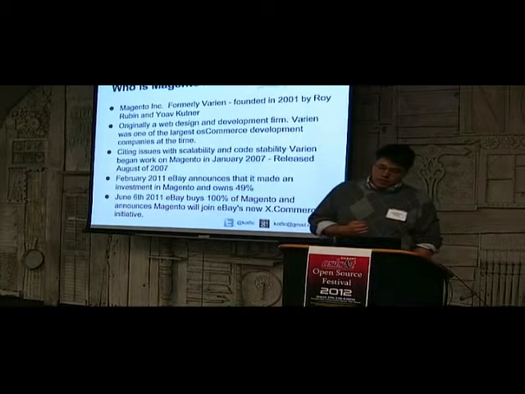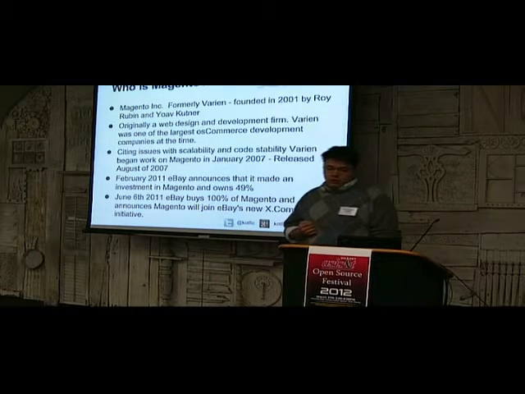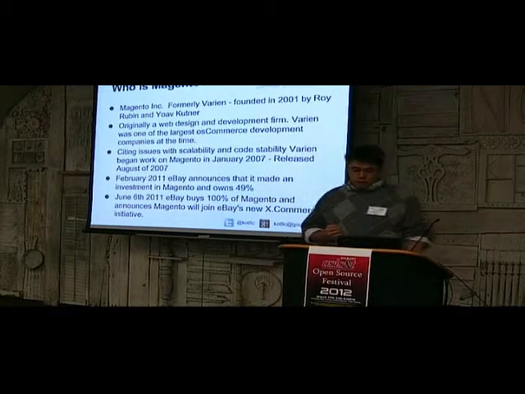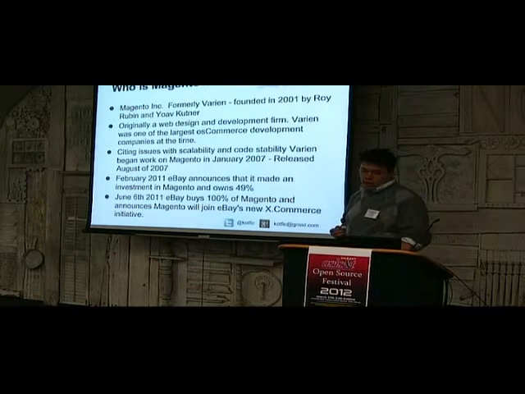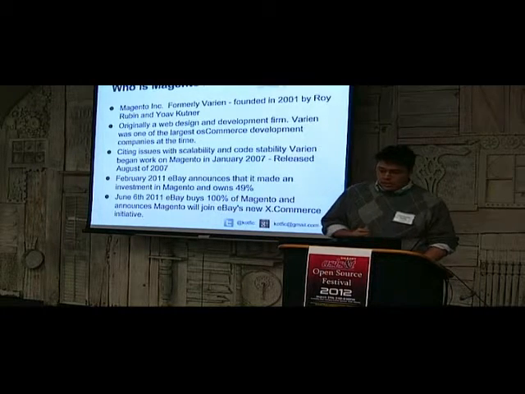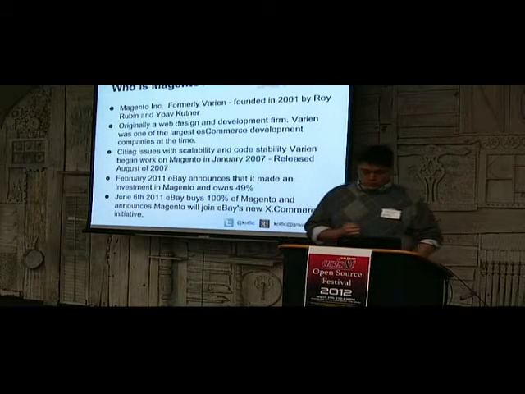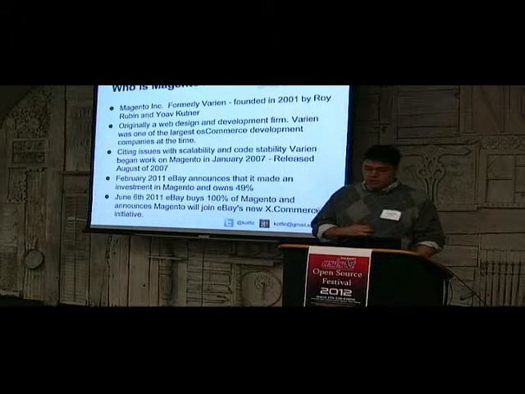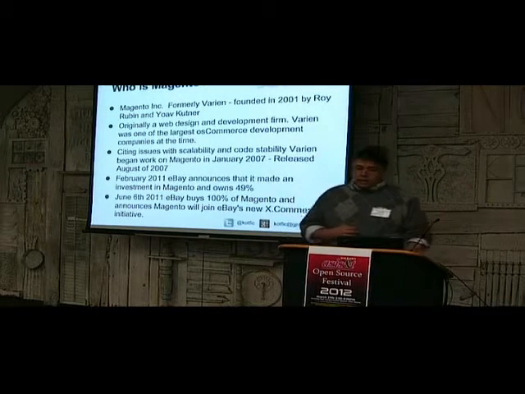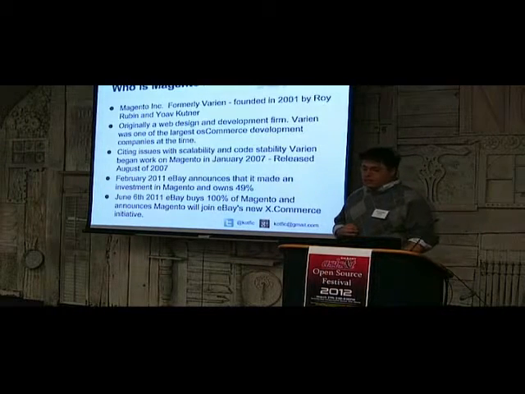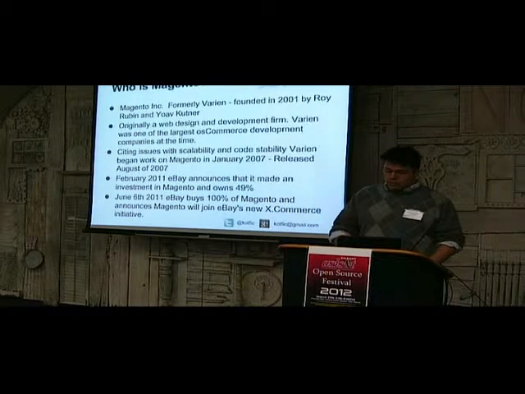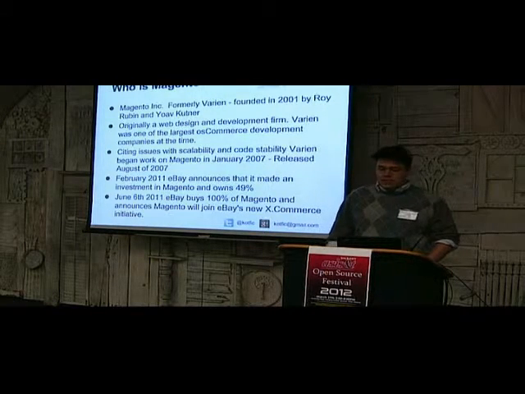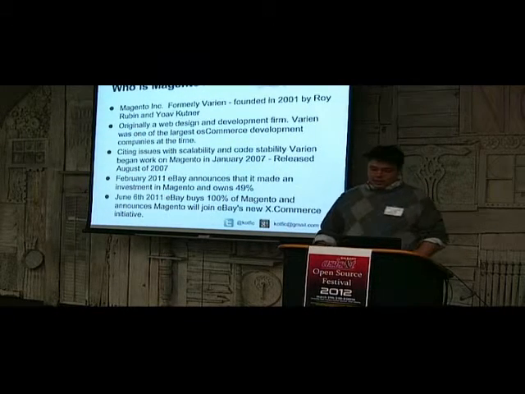Okay, so that's who I am. Who is Magento? Magento was formerly a company named Varien. They just changed their name to Magento Incorporated. Founded in 2001 by Roy Rubin and Yoav Kutner, who I think I'm pronouncing his name correctly. Originally, Varien was one of the largest osCommerce development companies in the market, but citing issues with scalability and code stability in osCommerce, Varien began working on Magento in January of 2007, releasing their first version that August.